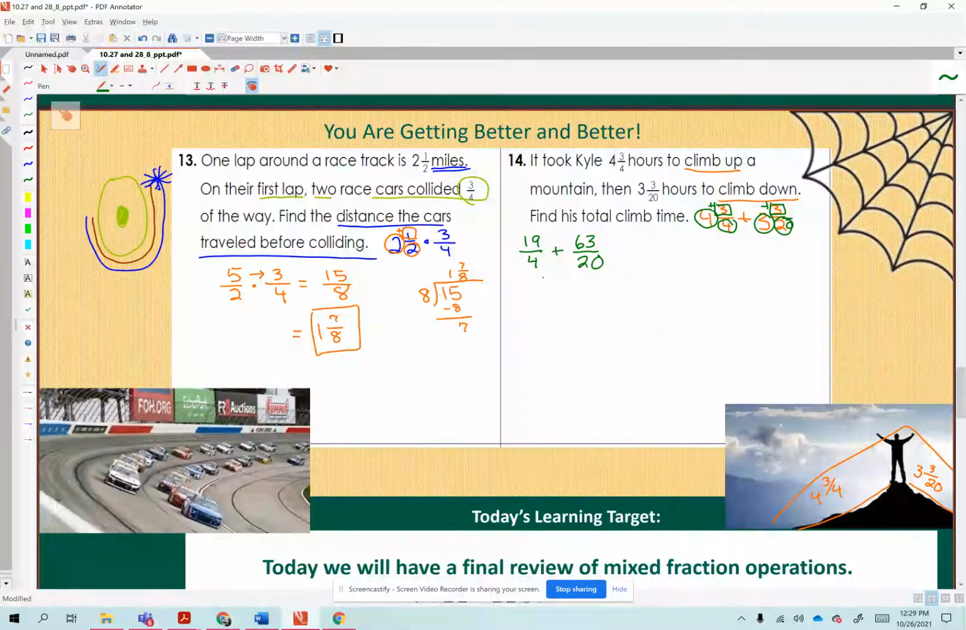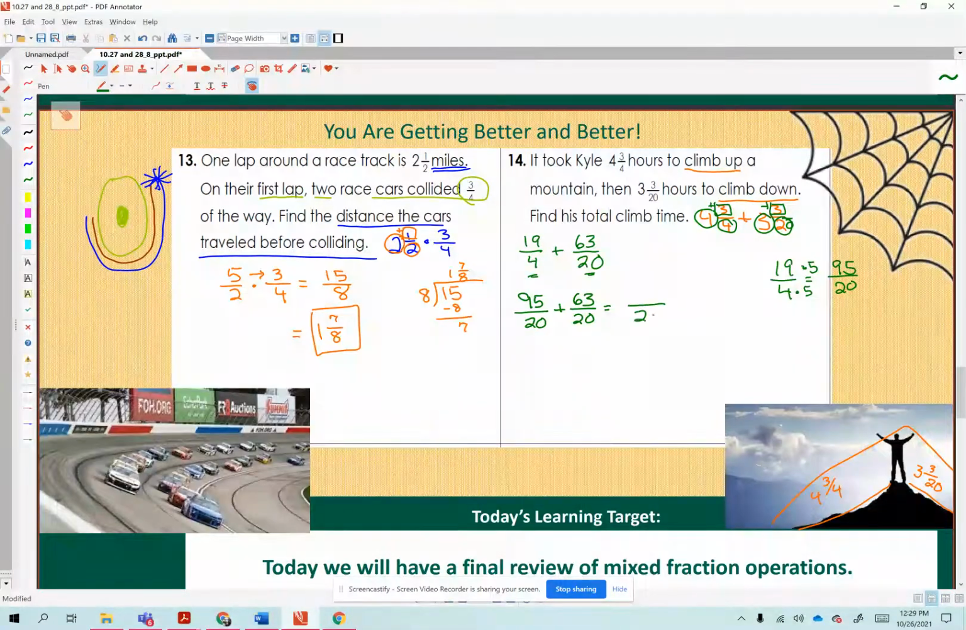Okay, I look at these denominators, the 4 and the 20, and I know that 4 is a factor of 20. 20 is a multiple of 4. So I want to rewrite this 19/4 to have a denominator of 20. So if I multiply 4 times 5, I get 20. If I multiply 19 times 5, I get 95. So I can rewrite that as 95/20 plus 63/20. And now I'm ready to add.